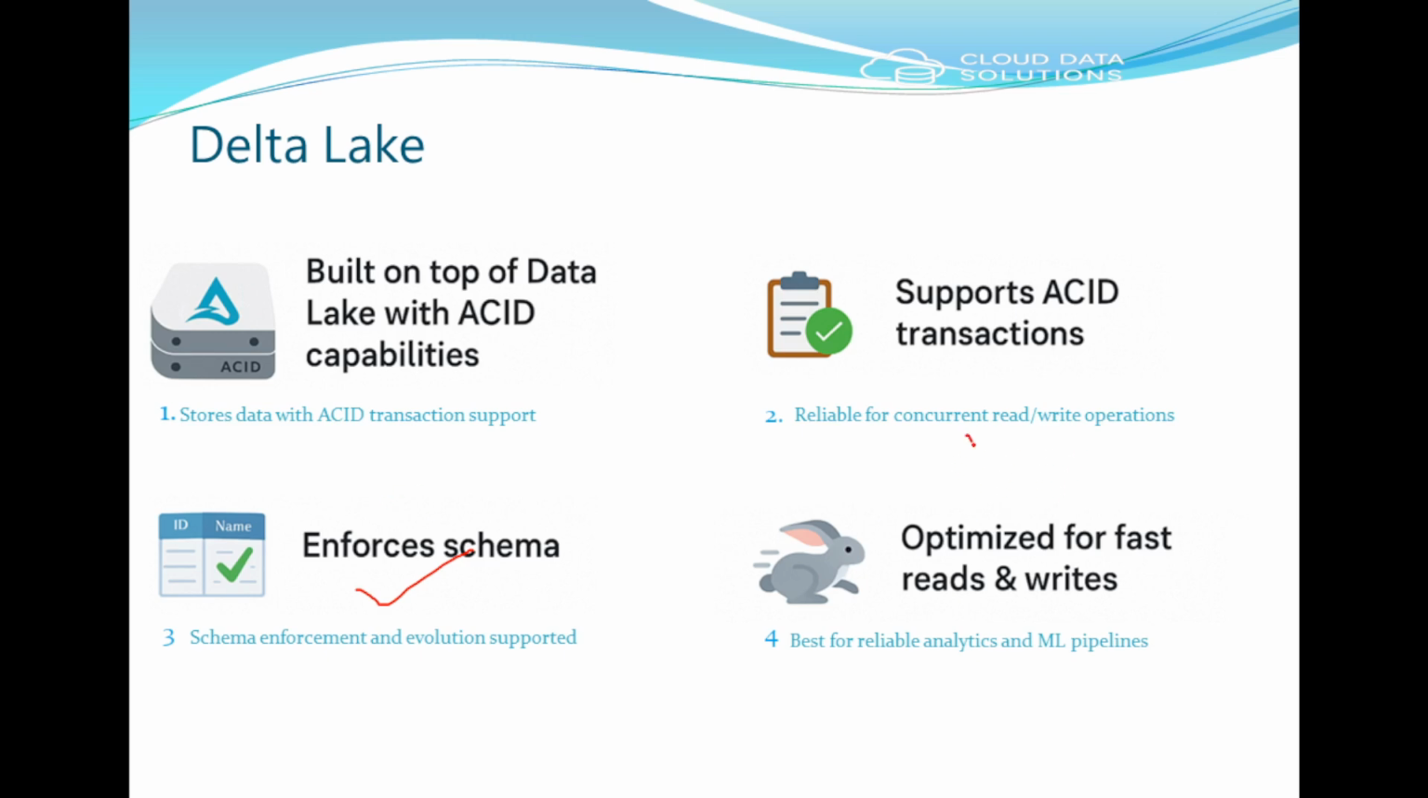ACID transaction means there is a guarantee of reliable concurrent read and write operations, meaning that if you have a job running but it fails in between before completing the processing, in that case either the data will get written completely or it will fully roll back. No partial read and write would happen. It is optimized for fast reads and writes. Yes, it is best for reliable analytics and machine learning pipelines.